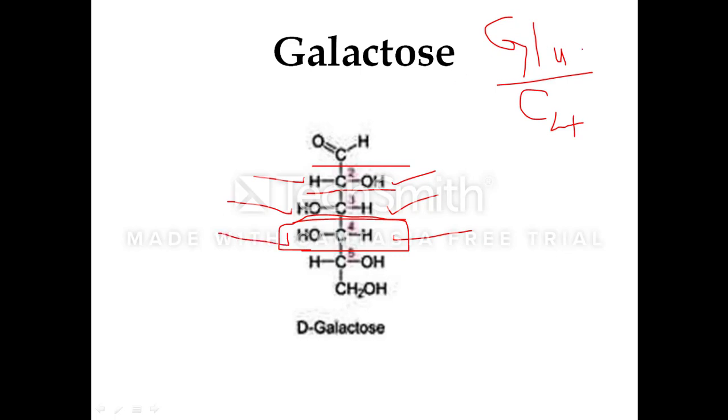But in the case of glucose at the C4 position, we have OH towards the right side and H towards the left side. So if you know how to change the configuration at the C4 position, you can write the structure of both glucose as well as galactose. In galactose, we have H towards the right side and OH towards the left side, but in glucose, we have OH towards the right side and H towards the left side.